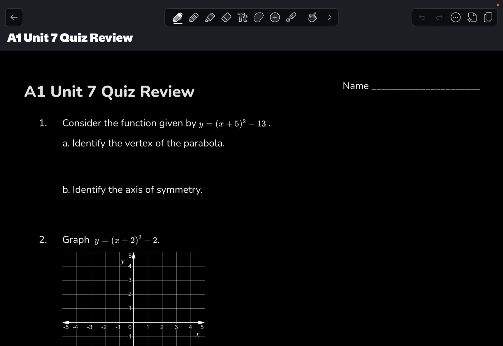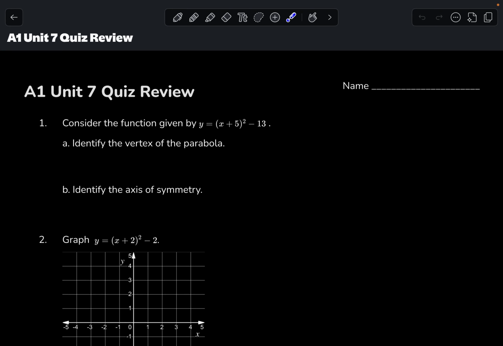The first question: consider the function given by y equals (x plus 5) quantity squared minus 13. It says identify the vertex of the parabola. This is the vertex form of the equation.